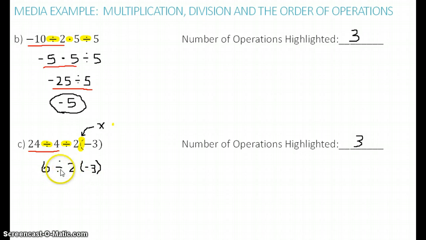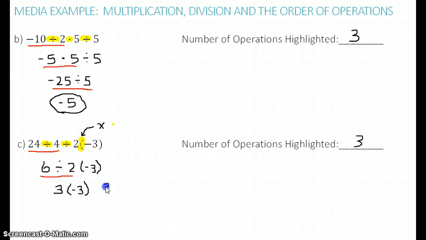Now we have two operations left, division and multiplication, and division comes first. So remember, this is multiplication. Don't think parentheses come first here. The parentheses is just separating the negative sign from the previous number. So this is our next operation. 6 divided by 2 is 3. Now we have parentheses, negative 3.